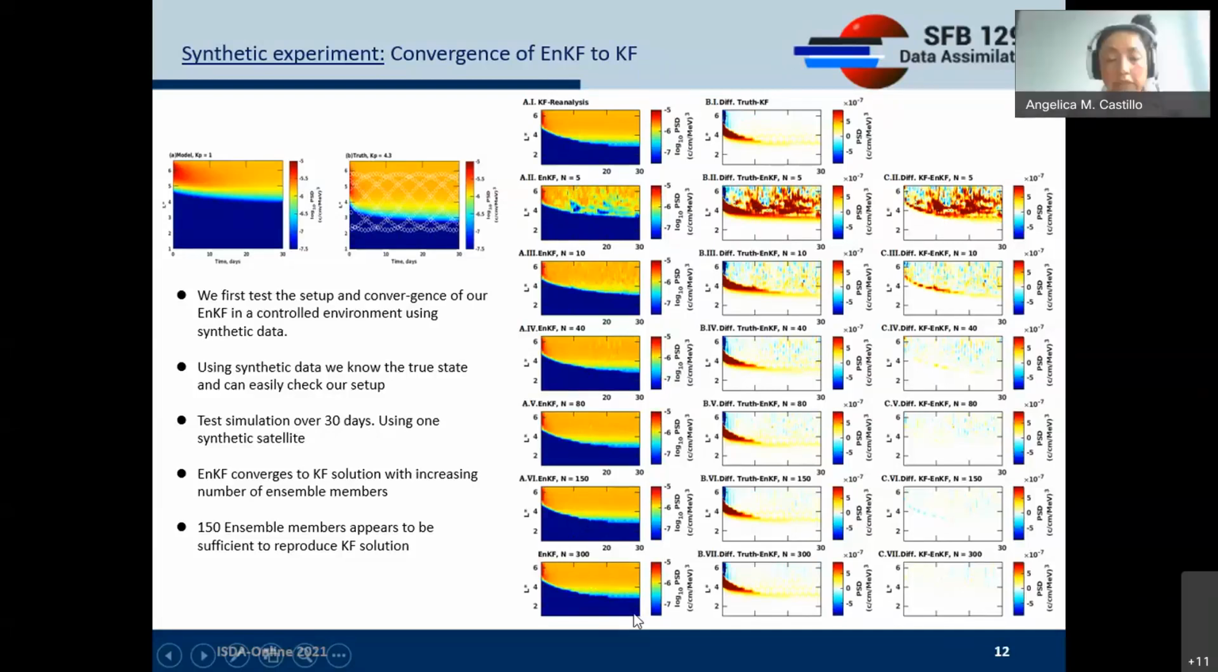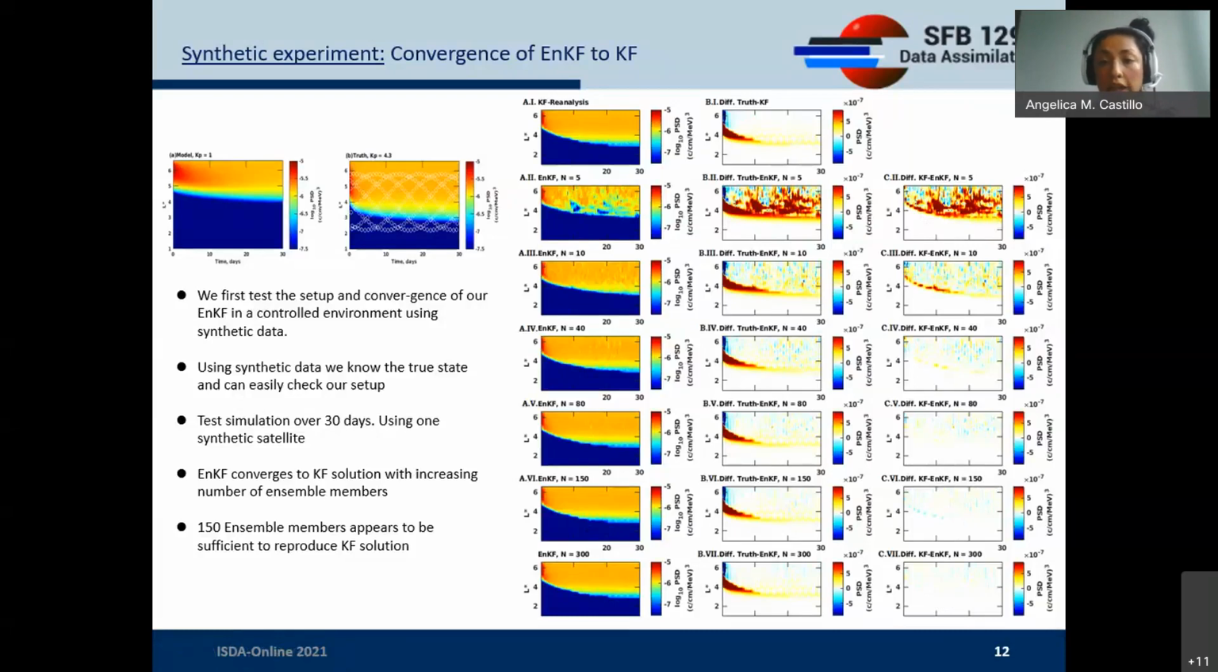So the good news is, indeed, we get a state that with increasing number of ensembles looks more like the Kalman filter result, and with increasing number of ensembles, the difference between the Kalman filter and the Ensemble Kalman filter indeed goes to 0. So this means that our setup appears to be correct, so we will stick to that. And we decided that about 150 ensembles are enough to reproduce the optimal solution, the Kalman filter solution.